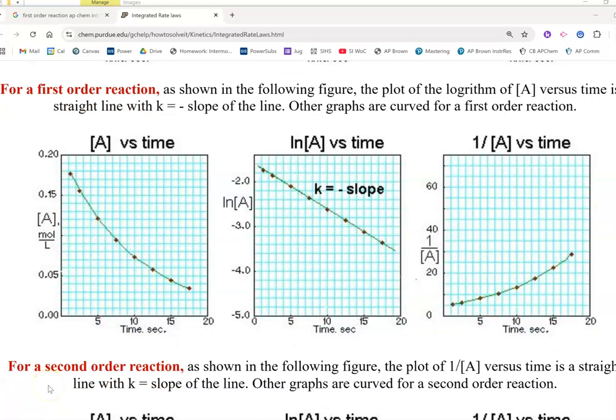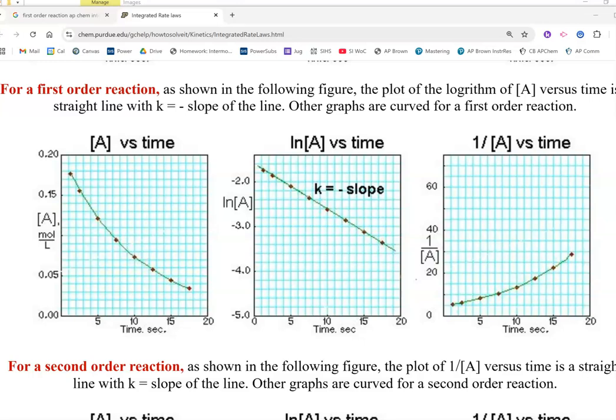Let's look at another example. Here I have the concentration of A plotted versus time. We have the natural log of the concentration of A plotted versus time. And we have the inverse of the concentration of A plotted versus time.